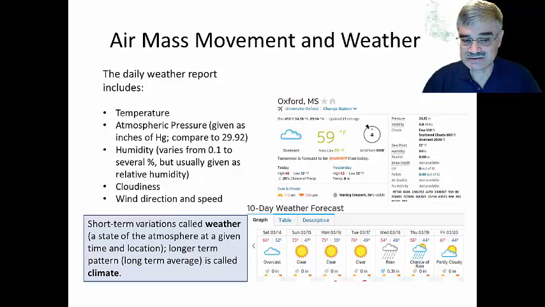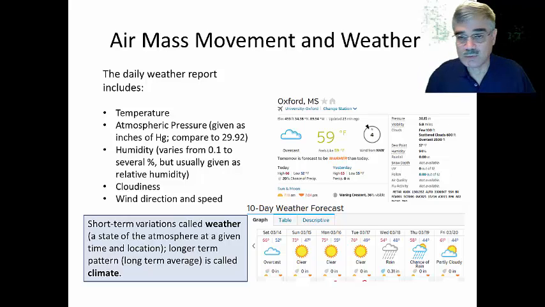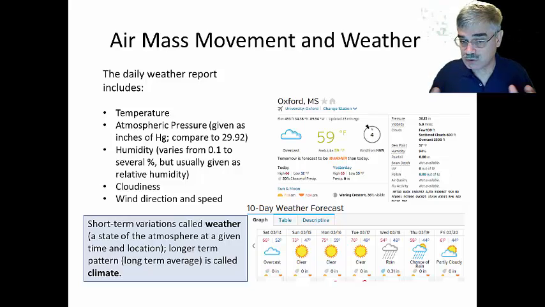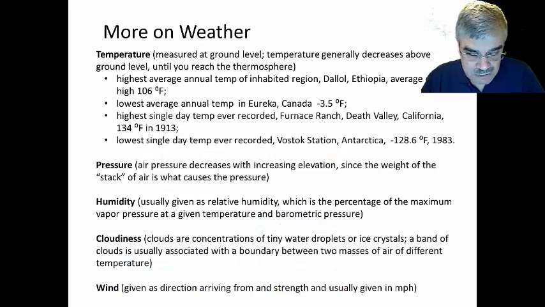Again, it's important to stress that short-term variations are called weather: the state of an atmosphere at a given time and a given location. The weather will be different in Cleveland than Orlando, Florida, etc. Long-term patterns, long-term averages, are called climate. Now, let's talk about some of these measurements again.